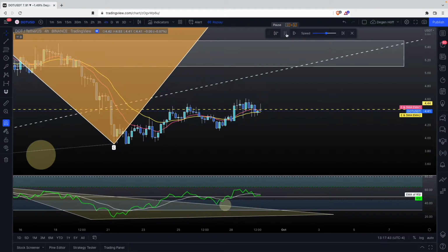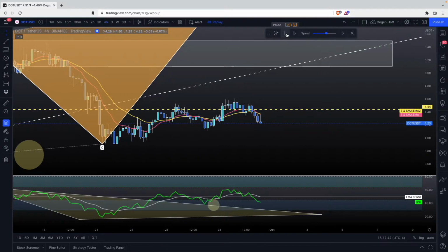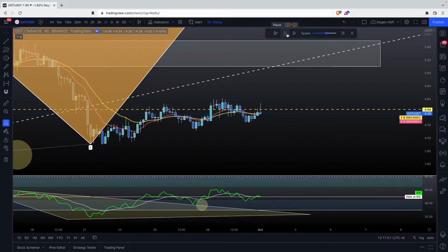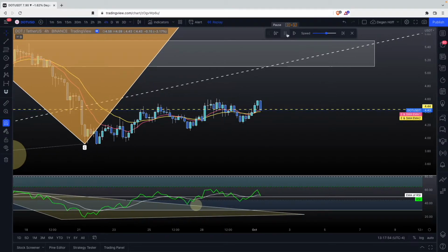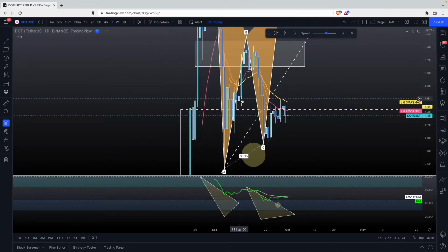It's so choppy on the 4-hour. This is why I like trading on the daily. It's a lot easier to get a read. On the 4-hour, a lot more choppiness. Okay, let's see what the daily is doing.